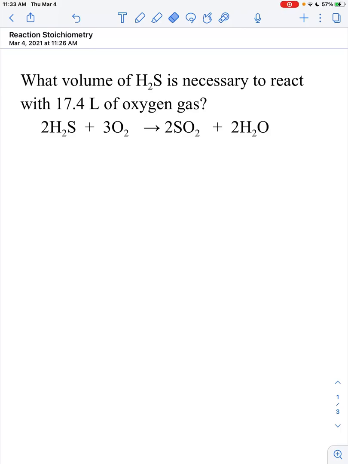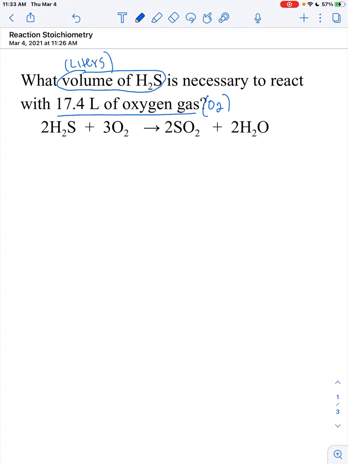In this video, I'm going to do two reaction stoichiometry problems. So I'm going to start here, 17.4 liters of oxygen gas, which is O2. And we're looking for volume of H2S. Volume is also liters.